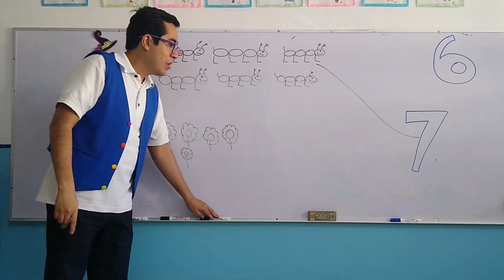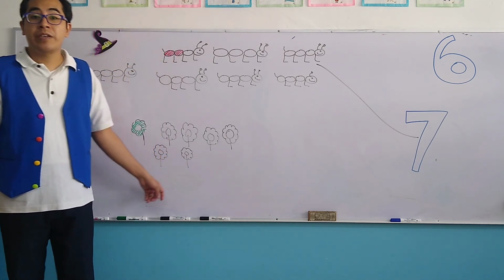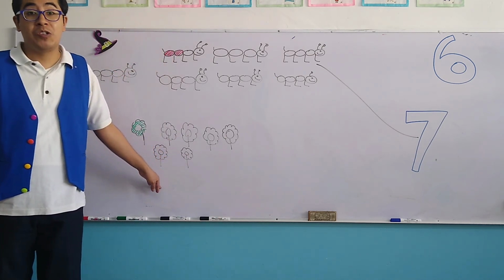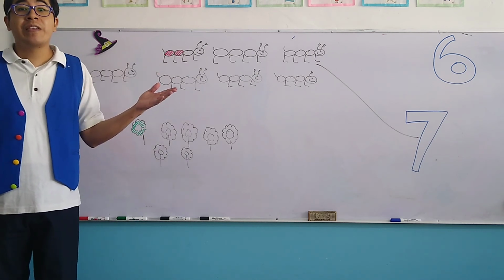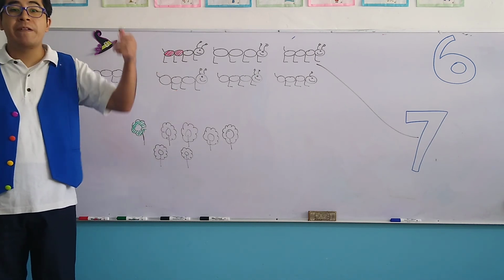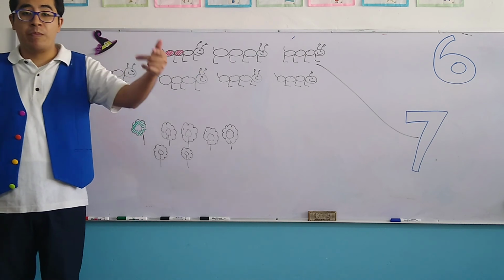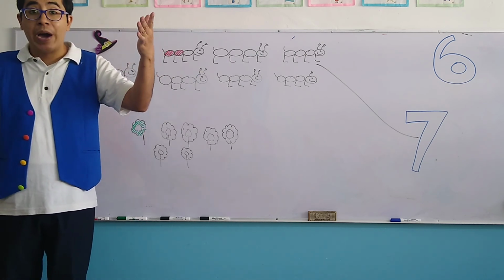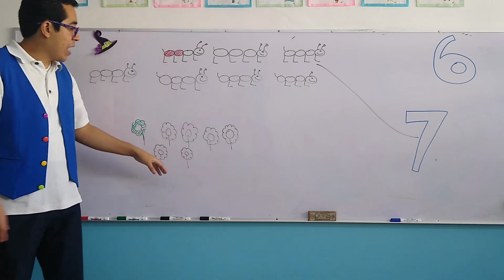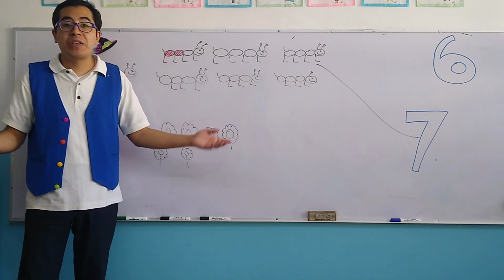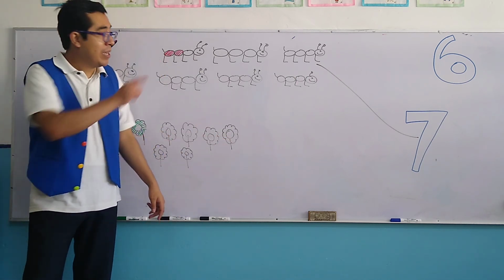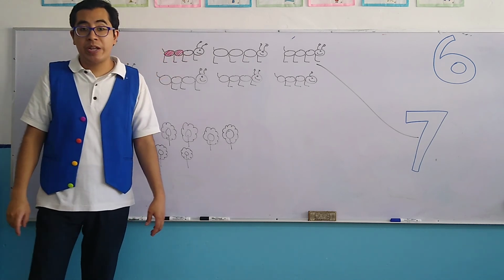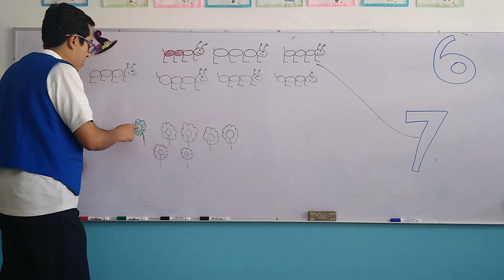Let's continue with the second object. In this case, we have some flowers. Now, flowers are different colors. We can find flowers color green, color purple, color yellow, or color pink, or color white, okay? Remember, we have to count the flowers to see what's the total, and then join it with the correct number.